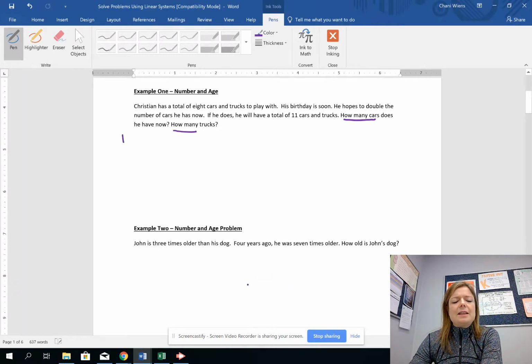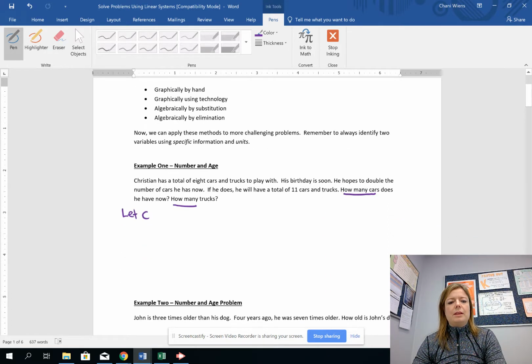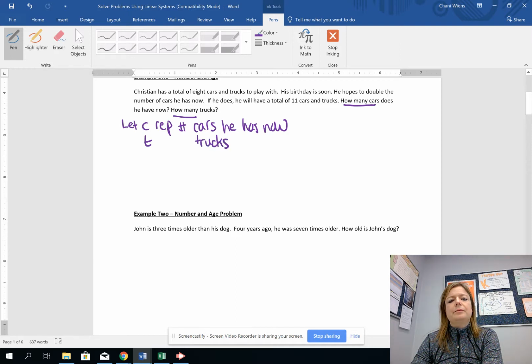So we'll say, let C represent the number of cars he has now, and let T represent the number of trucks he has now. All right, so right now he has a total of 8 cars and trucks. So his cars plus his trucks will equal 8.